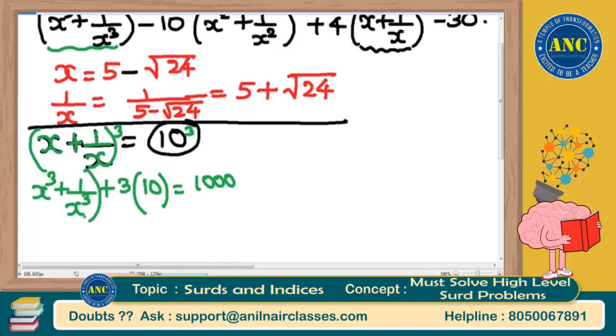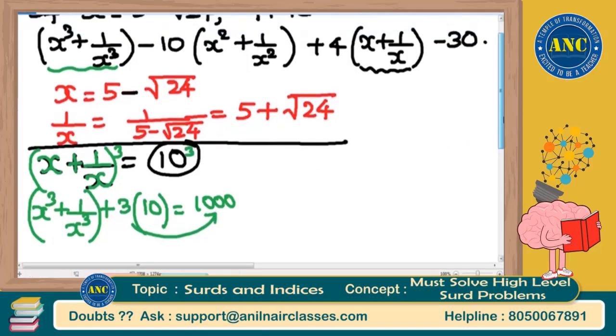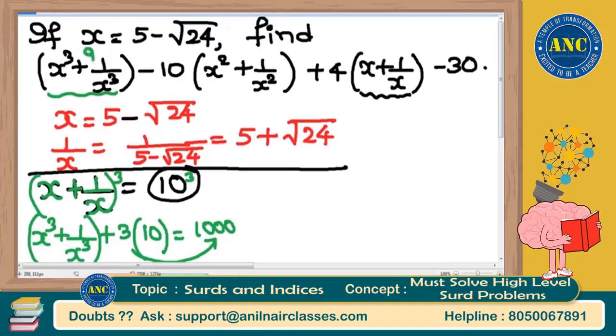That means, can I say that x cube plus 1 by x cube value is 1000 minus 30, which is 970. The value of this term is 970. The value of this term is 10. I got two values. I only require x square plus 1 by x square. That means x plus 1 by x is 10. Square it, you will get the answer.